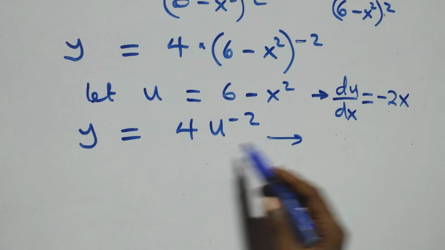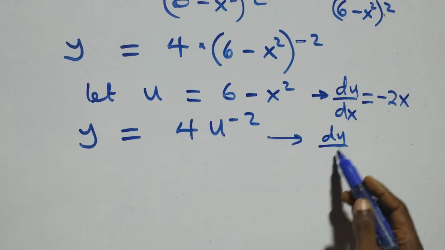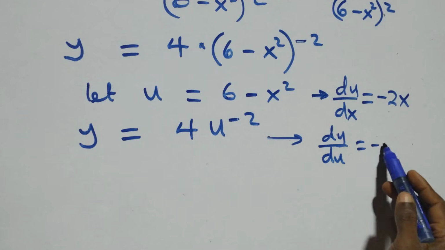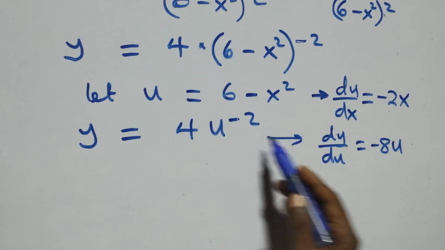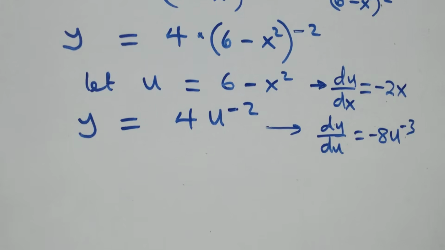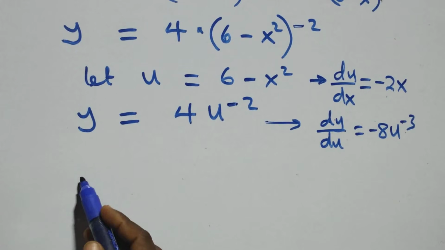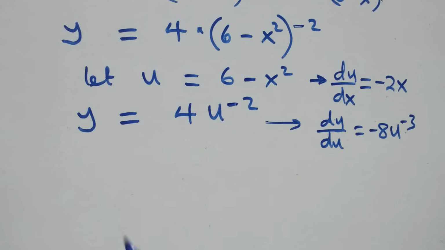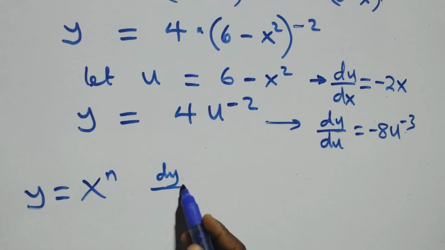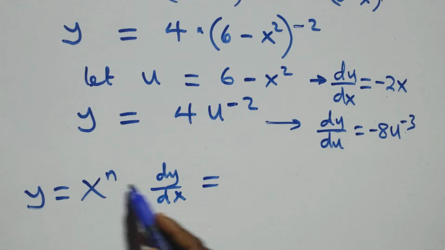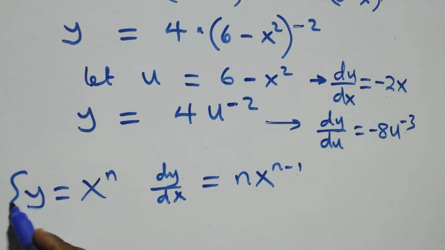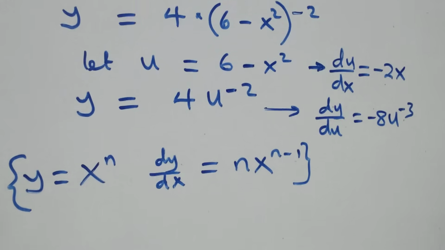Also, we differentiate y with respect to u, so we have dy/du, and this gives us minus 2 multiplied by 4, that's minus 8, then u raised to power minus 2 minus 1, that's minus 3. That's from the standard derivative. Briefly, to recollect, differentiating y equals x raised to power n, dy/dx, n will come down, we have nx raised to power n minus 1. This is what we have used here.